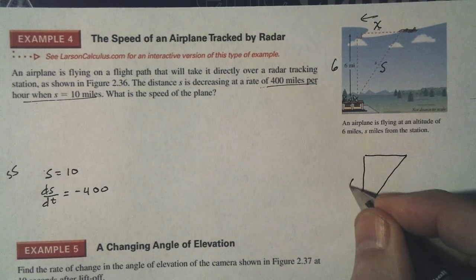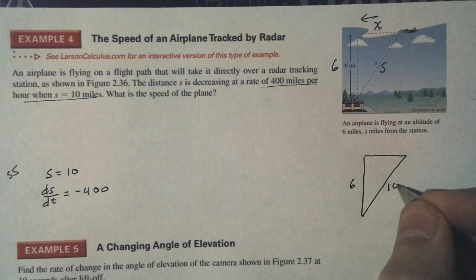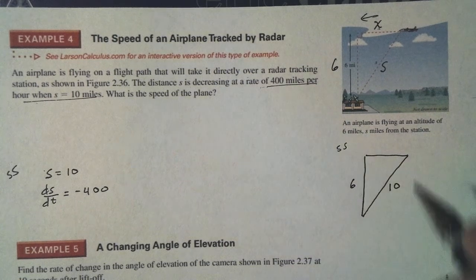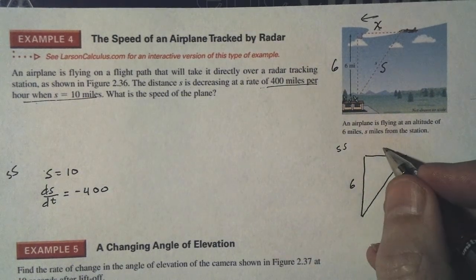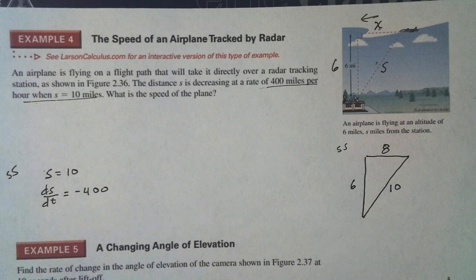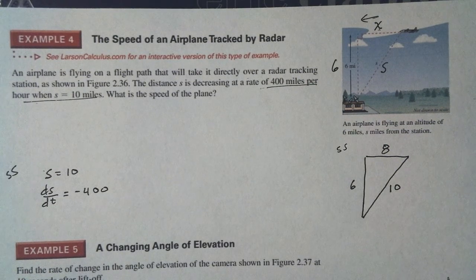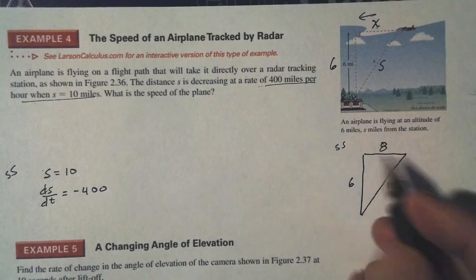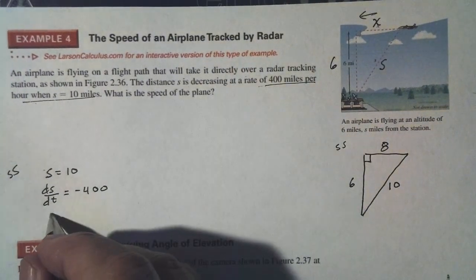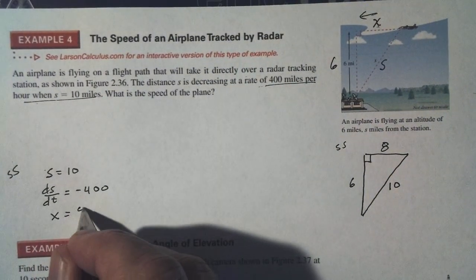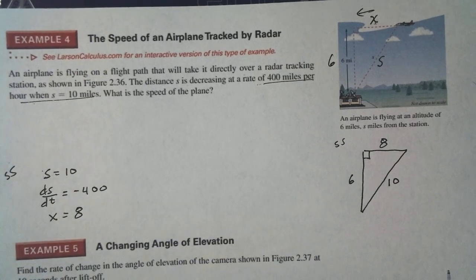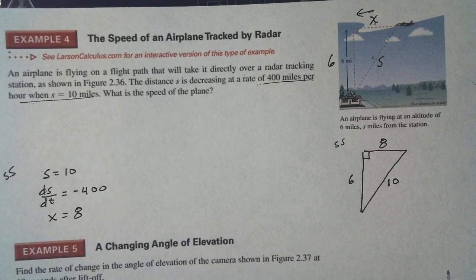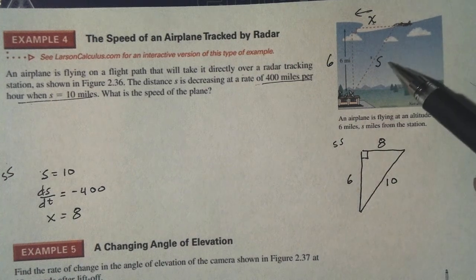At some point, this is 6, this is 10. This is part of the snapshot as well. And this distance would be 8 right up here. X would actually be 8 at that snapshot. Okay, that's a 3, 4, 5. So X is actually 8. So we've got X and S.